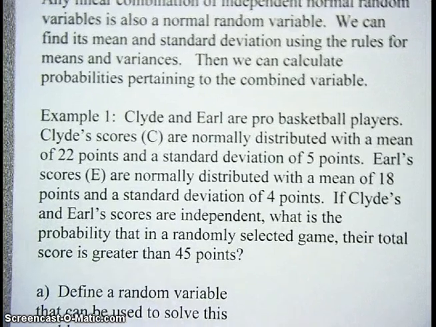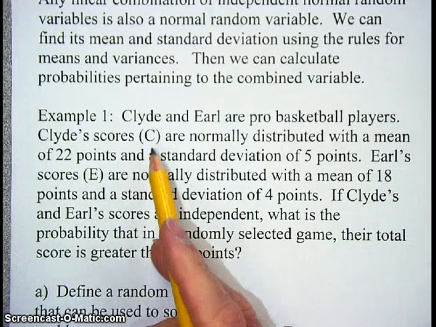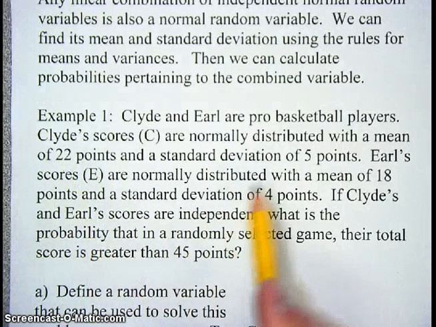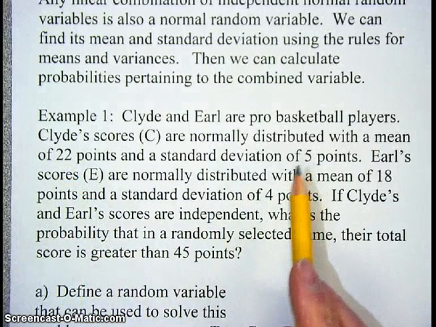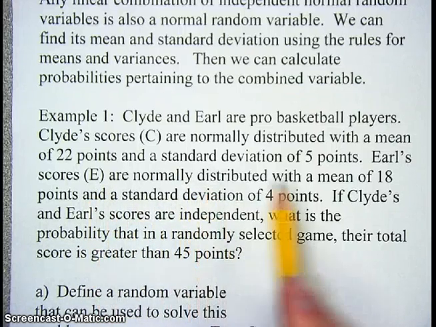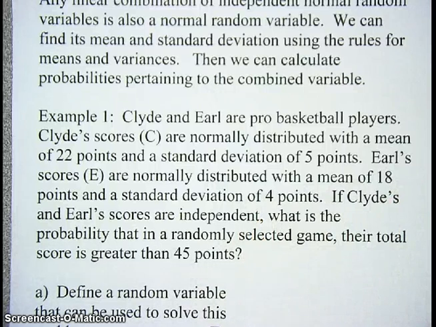So here's an example. Clyde and Earl are pro basketball players. Clyde's scores, which we're going to abbreviate with C, are normally distributed with a mean of 22 points and a standard deviation of 5 points. Earl's scores, which we'll abbreviate with the capital letter E, are normally distributed with a mean of 18 points and a standard deviation of 4 points. If Clyde's and Earl's scores are independent, what is the probability that in a randomly selected game their total score is greater than 45 points?